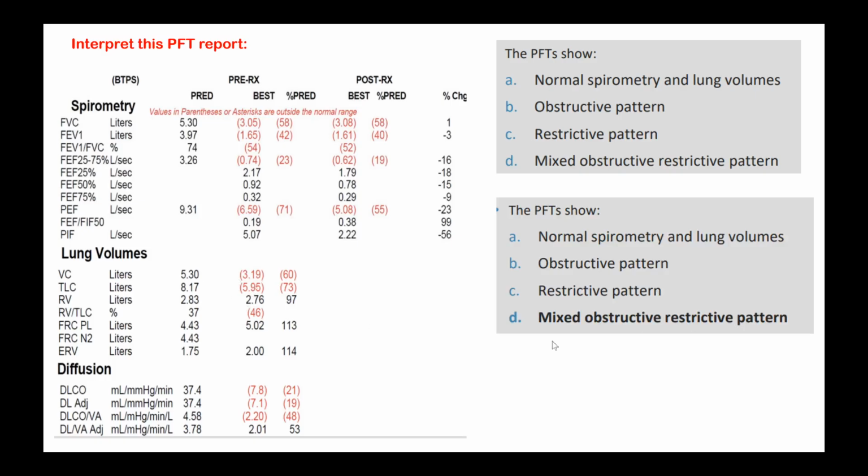So this is a mixed obstructive restrictive pattern. Even though it is a very severe obstructive pattern, there is also an element of restrictive pattern because of the low TLC. So it's a low FVC, FEV1, FEV1 ratio, and TLC. That is the reason to say it is a mixed pattern.